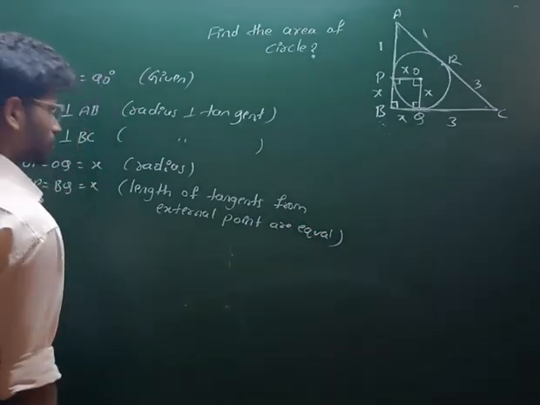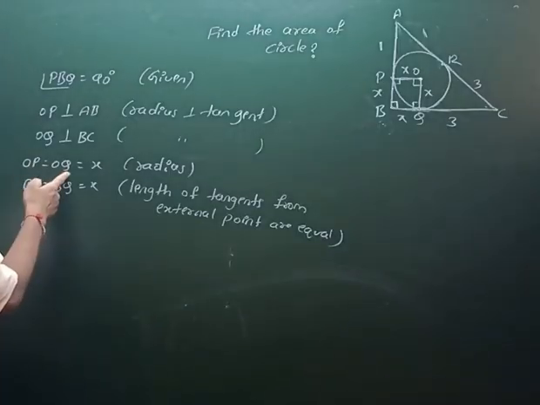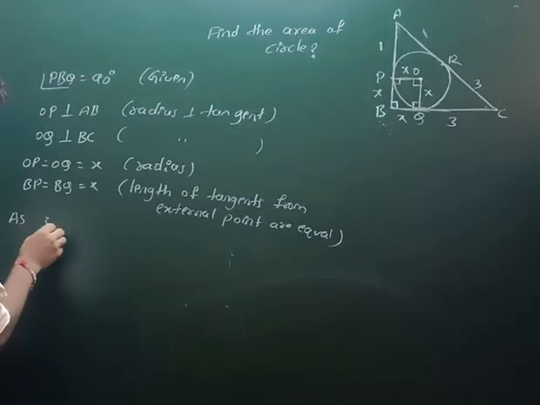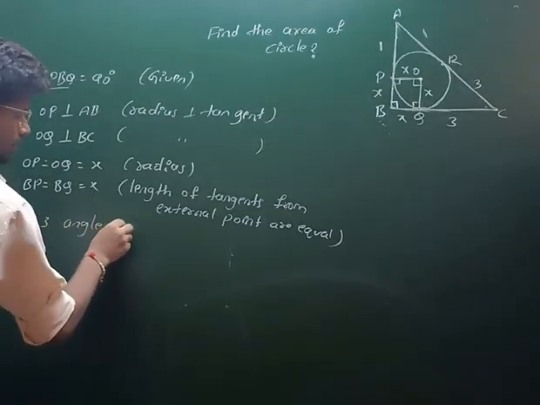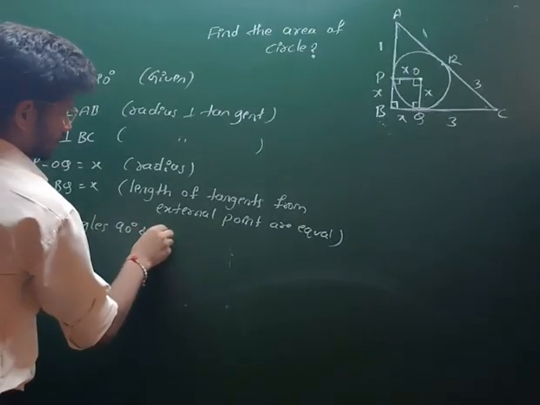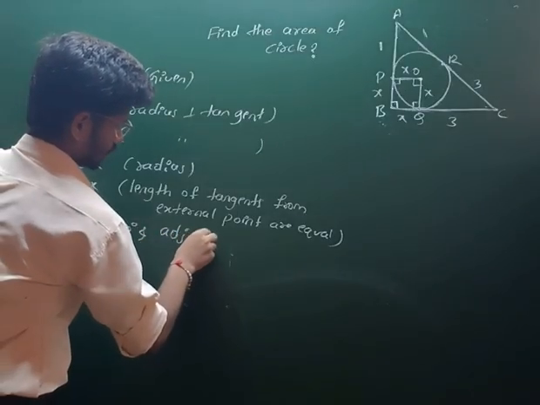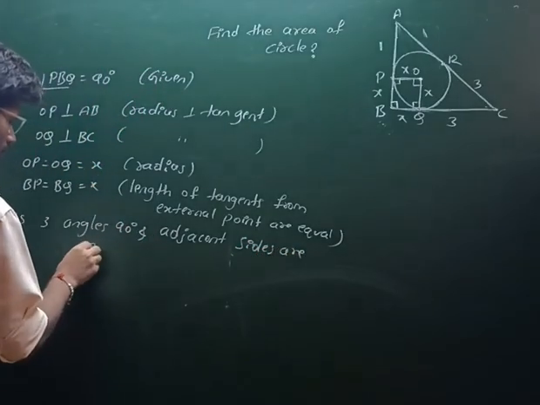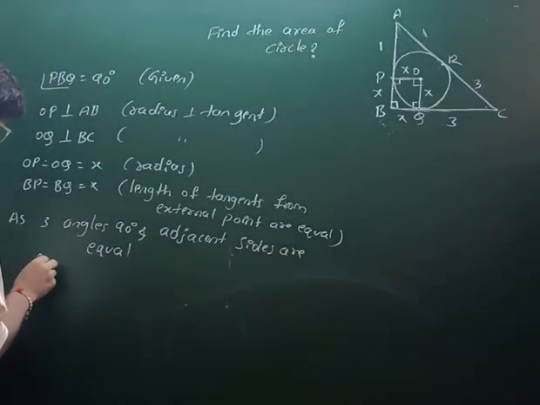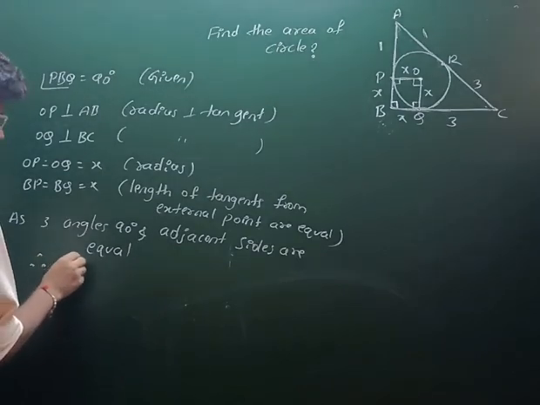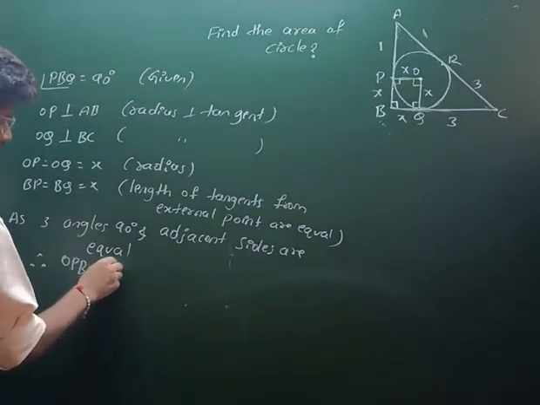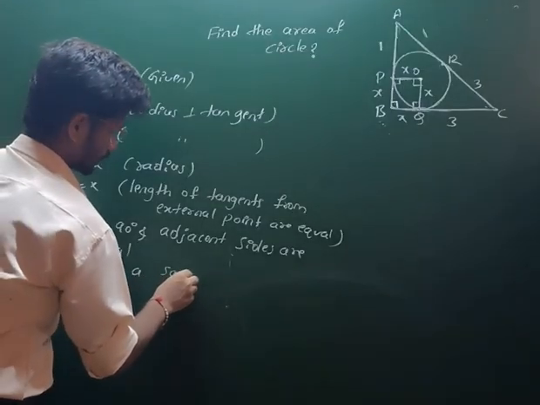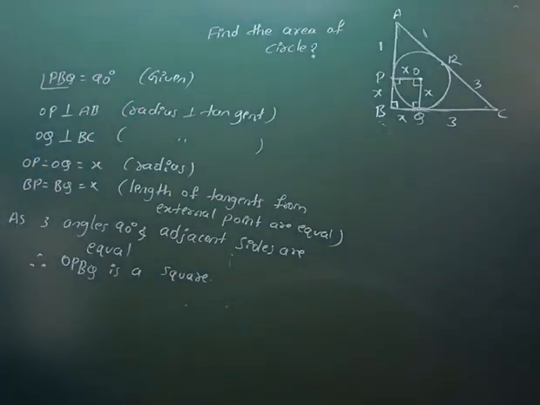Now, as three angles are 90 degrees, and adjacent sides are equal, therefore what can we say? OPBQ is a square. This we can say as a square.